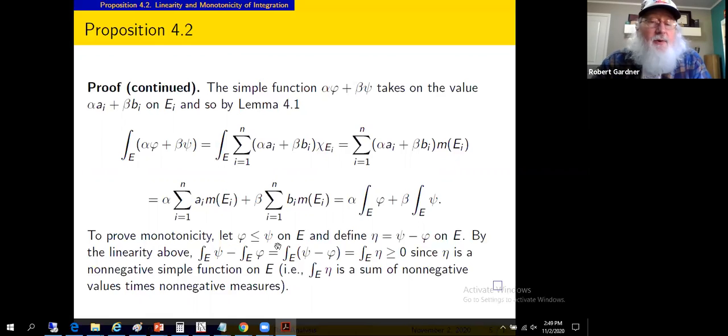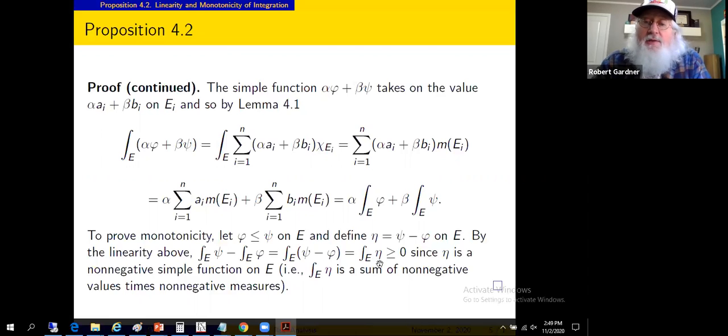Suppose phi is less than or equal to psi on set E. Define eta to be psi minus phi on set E. Then, by linearity, the integral of psi minus the integral of phi is the integral of psi minus phi. Integral of the linear combination is a linear combination of the integrals. And we've defined this thing to be eta. So this is the integral over E of eta.